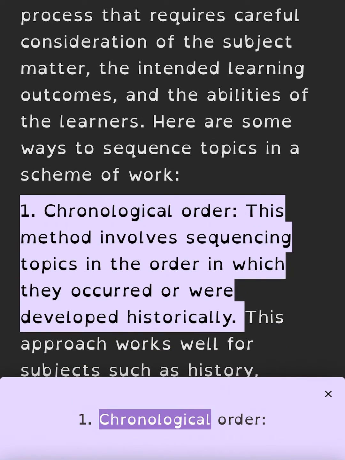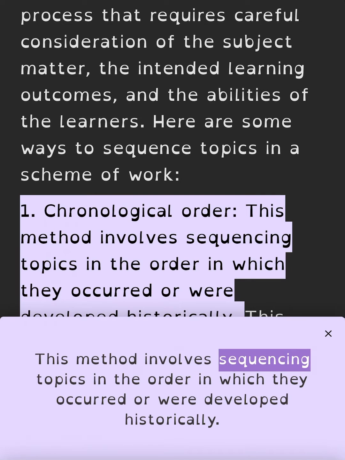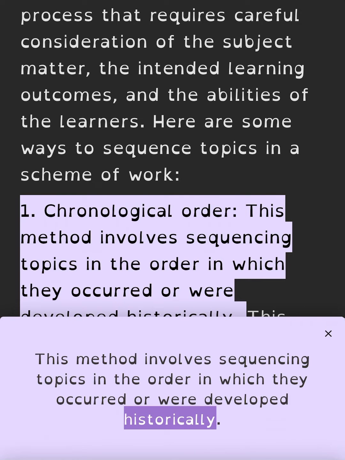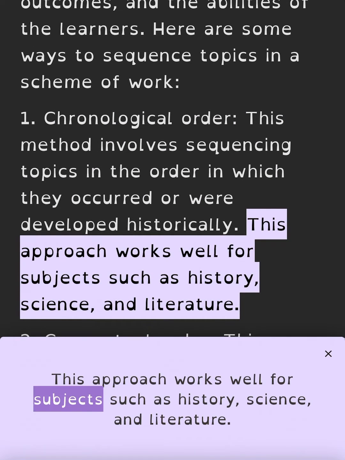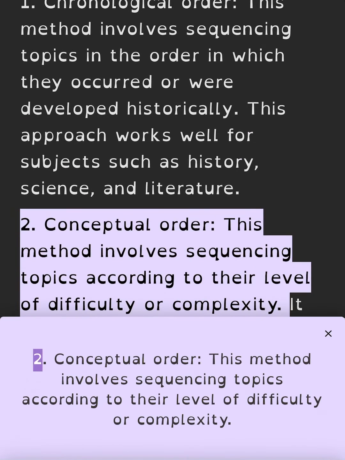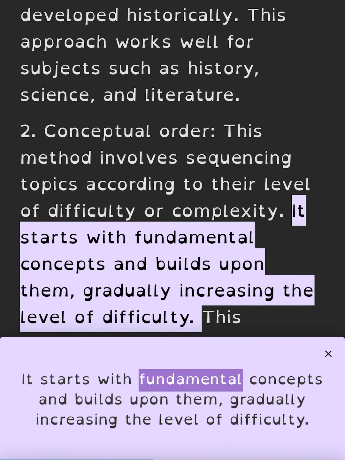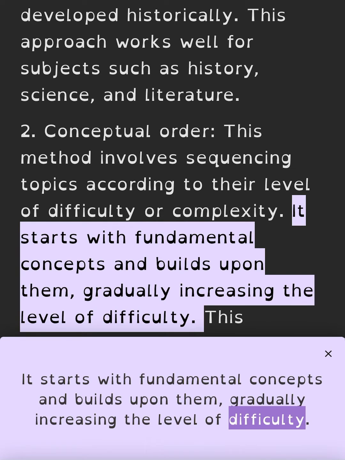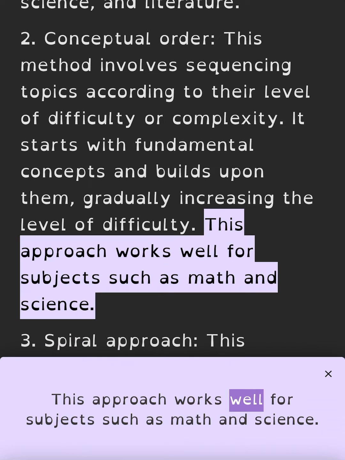1. Chronological order. This method involves sequencing topics in the order in which they occurred or were developed historically. This approach works well for subjects such as history, science, and literature. 2. Conceptual order. This method involves sequencing topics according to their level of difficulty or complexity. It starts with fundamental concepts and builds upon them, gradually increasing the level of difficulty. This approach works well for subjects such as math and science.